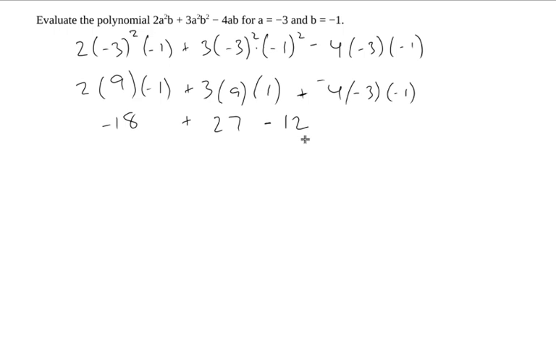So I get -18 plus 27 plus -12. And the same trick I did before, where I'm going to take the negative numbers and combine them together first. As long as I write it all as addition, I can move these around. -18 and -12 is -30. And it's -30 plus 27. Combining these together, I get -3. So that would be my final answer here.